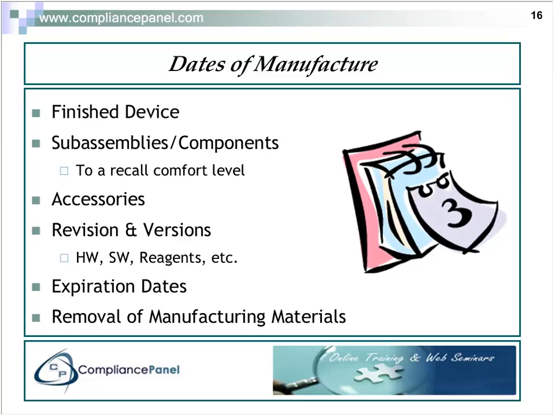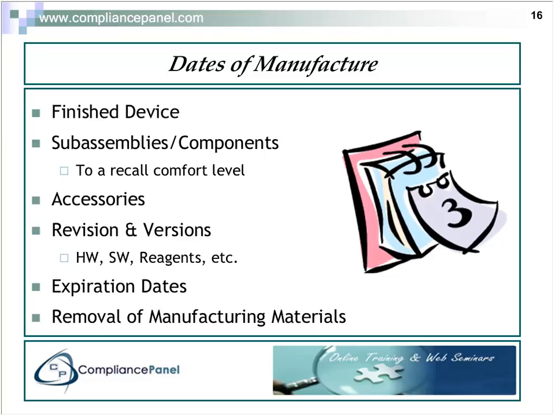So it's important for your organization that you have that comfort level in there. You'll also need the dates of manufacture for accessories, any accessories that you may buy separately and deliver as part of your finished device. Revisions and versions of any hardware, software, reagents, anything that were used during the manufacture or included with the finished device will be included in your device history record. So those all have to be captured as well.